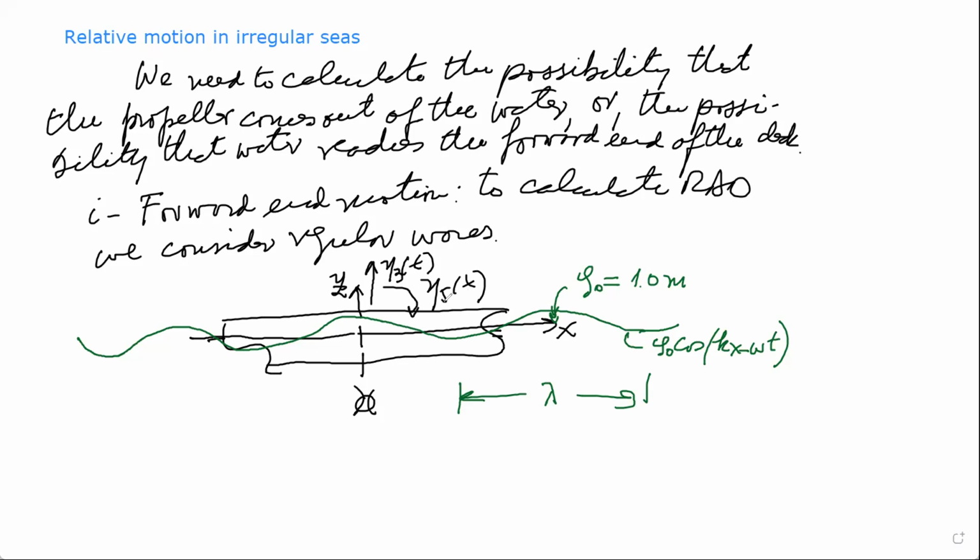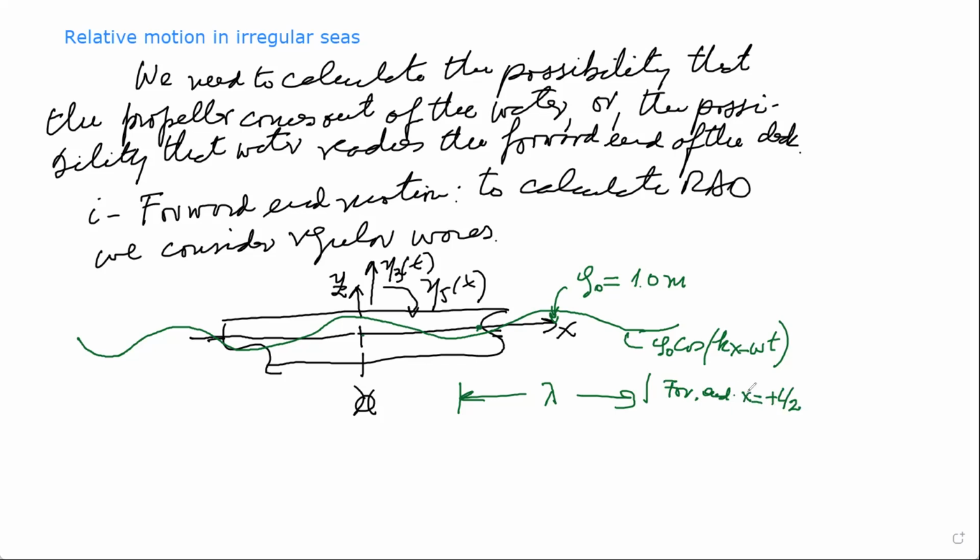Okay, now, what do we do here? We evaluate this motion at this point. And this point is located at x equal L over 2. So this is for the forward end. This is what we are calculating for the forward end. X is equal to plus L over 2. If you were to calculate the relative motion on the aft end, of course, X will be minus L over 2.